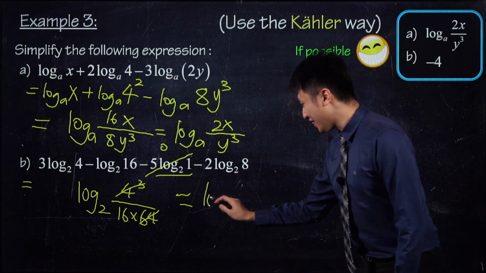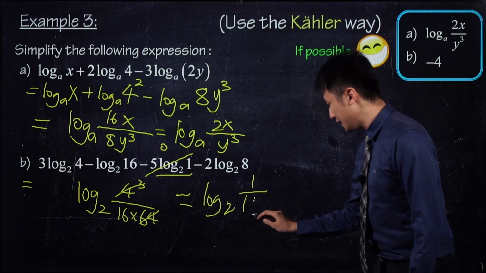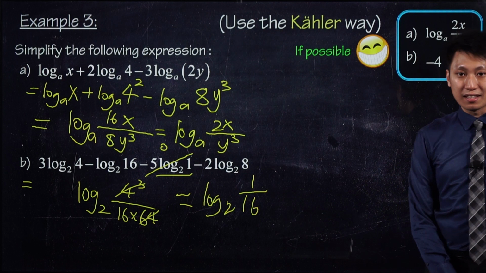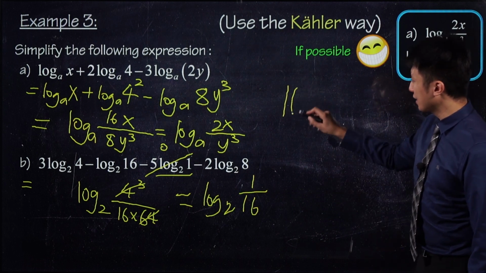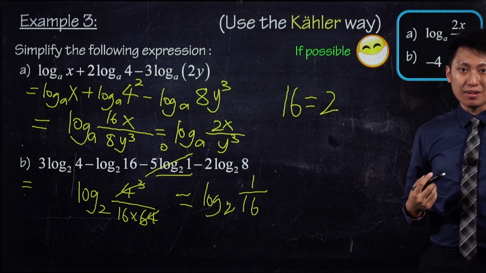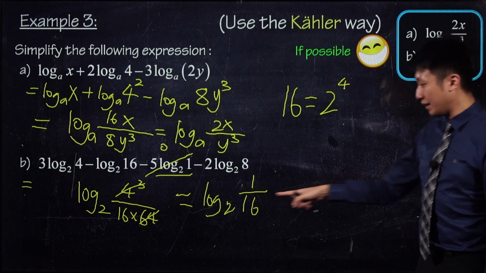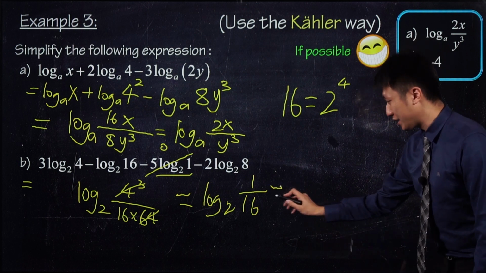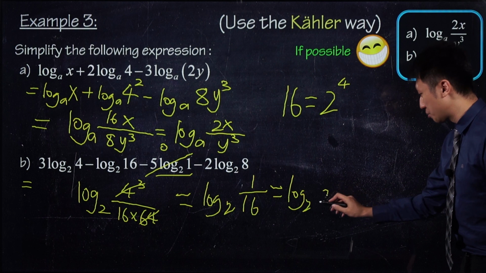Okay, so log 2 1 over 16. Will you be able to simplify this? What is 16? 16 is 2 to the power... Remember what I asked you to remember? Okay, it's 4. That's 16 here, 2 to the power 4 below. I just write one more line so that you get what I do here. That's 2 to the power 4.